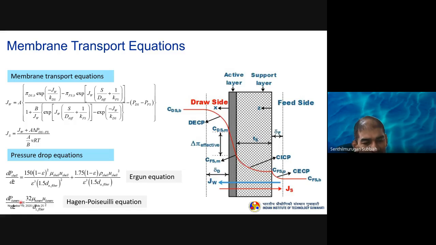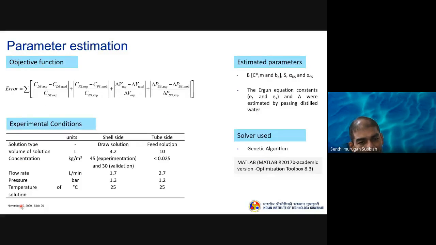And then similarly, we can calculate in the lumen side, which we call the Hagen-Poiseuille equation, where we use the flow through the pipe where we can estimate the pressure drop. So now the question is, the model is ready. We have derived the model equations. So how do we use this model for validation?